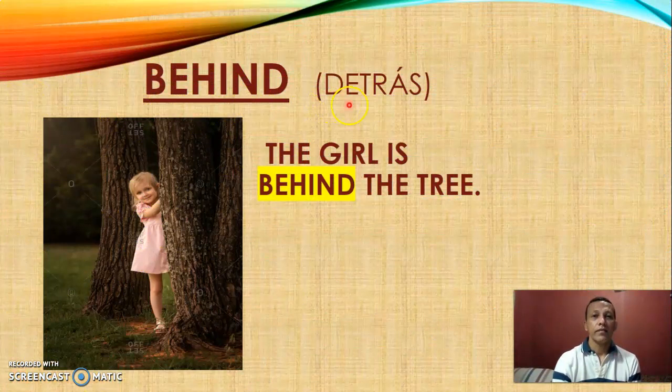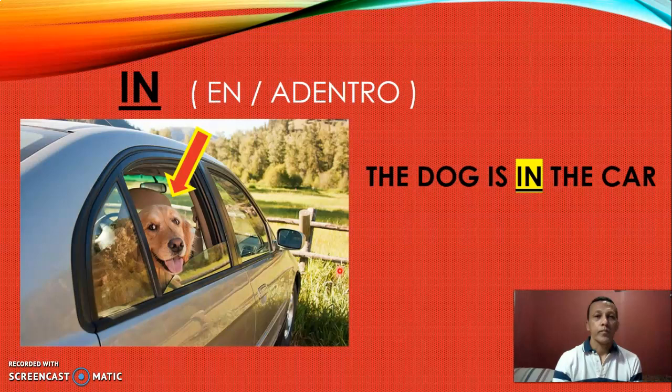Behind, que es detrás. Look at the girl. The girl is behind the tree. Behind. Detrás. La niña está detrás del árbol. Correct. In, que dijimos que era en o adentro. So look at the dog in the car. The dog is in the car. El perro está en el carro. Good. Let's continue.